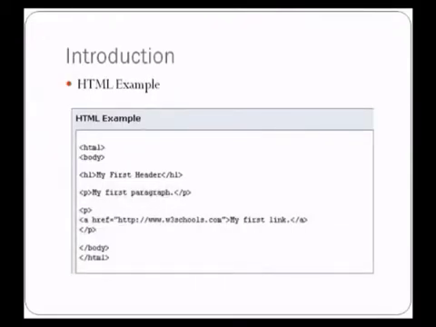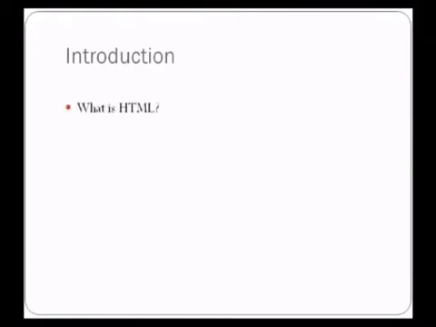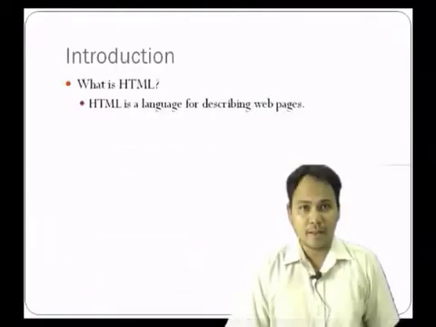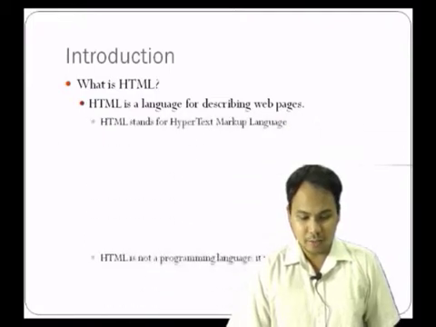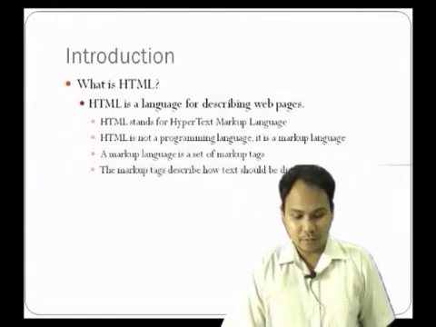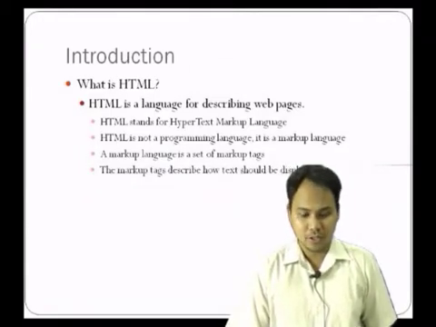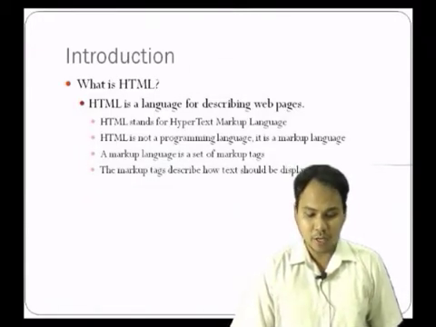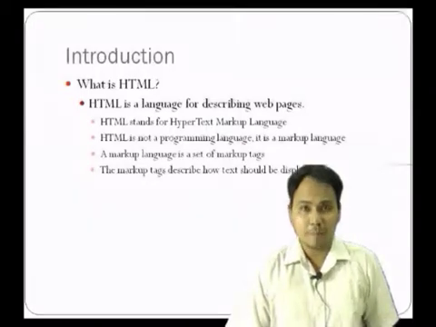This is an example of an HTML markup tag. It presents here different markup tags that will make a web page. What is HTML? HTML is a language for describing web pages. HTML stands for Hypertext Markup Language. HTML is not a programming language, it is a markup language.